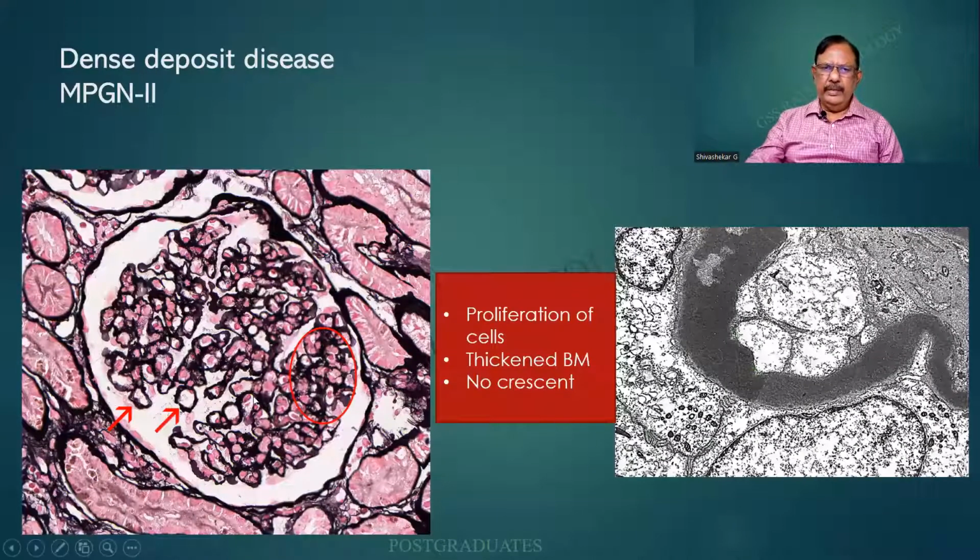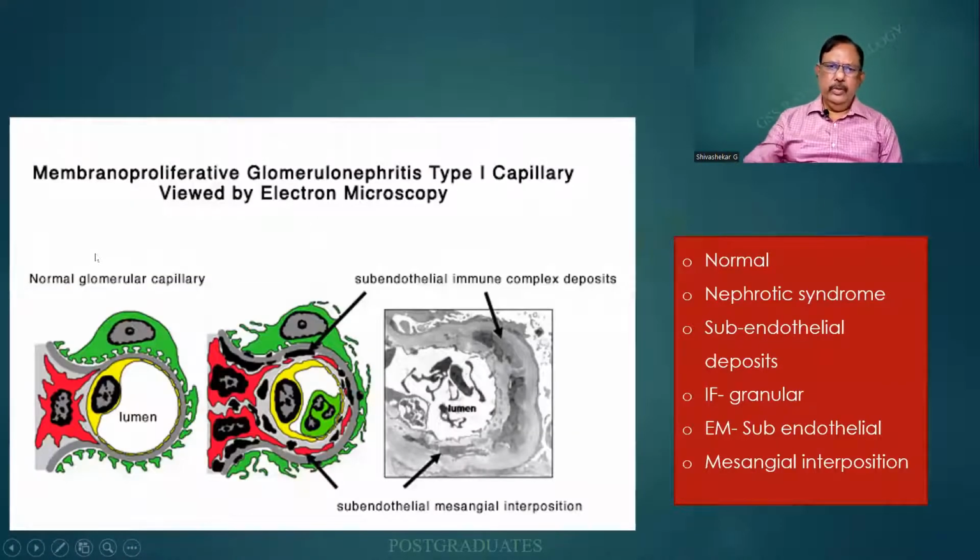So also you find that the silver stains are of paramount importance in showing the thickness of the basement membrane. Electron microscopic higher magnification is there, which is again showing a thickening of the basement membrane. No crescents are seen in this. So the same thing being summarized, and the points are over here. This picture is normal over here, and then the others are nephrotic syndrome. You find that there can be subendothelial deposits also over here, can be granular, and there will be a mesangial interposition that is causing a splitting of it.